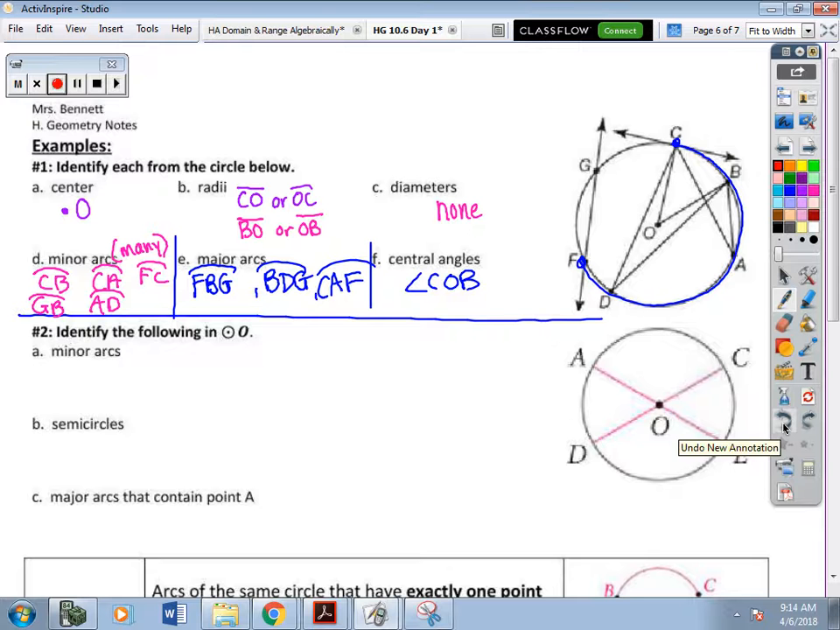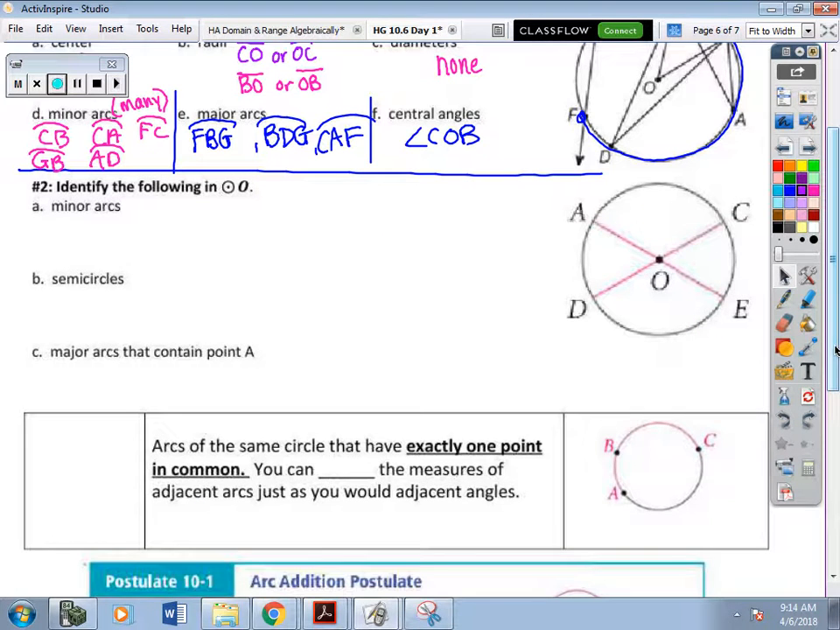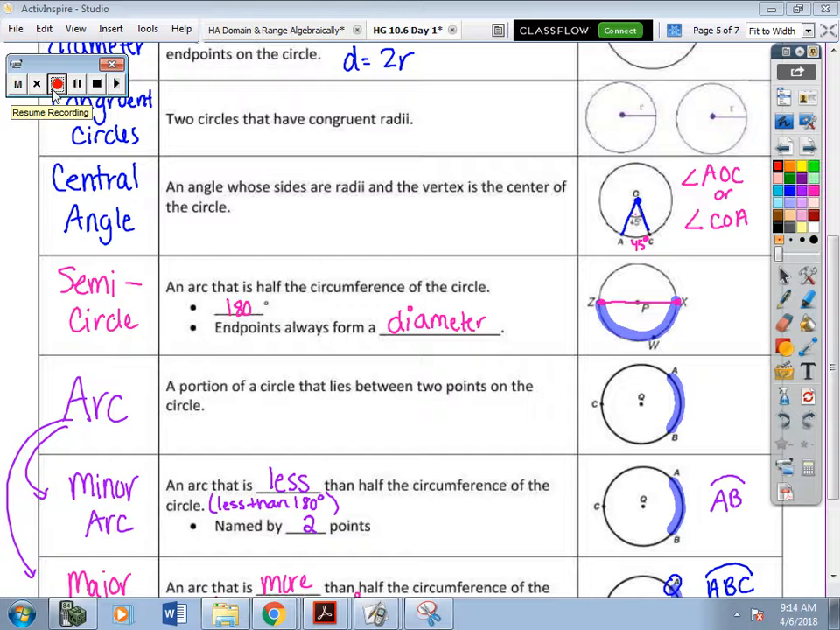All right, see if you can identify all of the minor arcs, semicircles, and major arcs that contain point A. I want you to try and get all of them. There are 4 of each. If you come up, make a note that semicircles are named using 3 letters. So this would be like X, W, Z. Semicircles use 3 letters, just to tell you which semicircle. If you said X, Z, you could be talking about this one or this one. So that's fine.